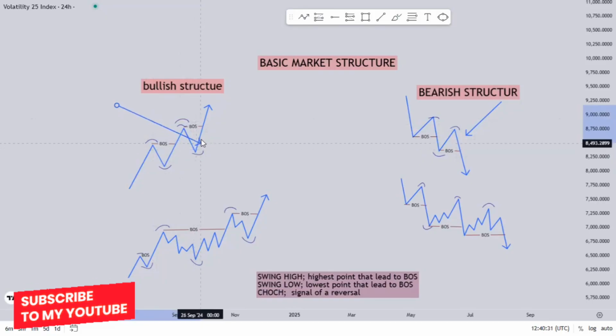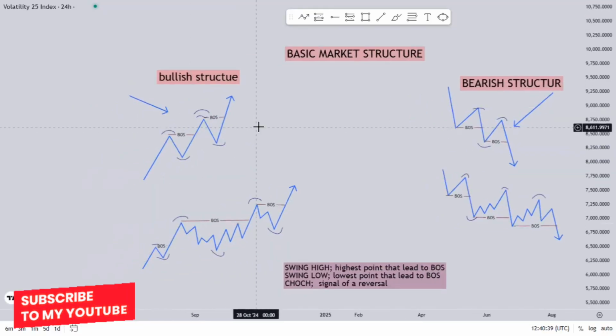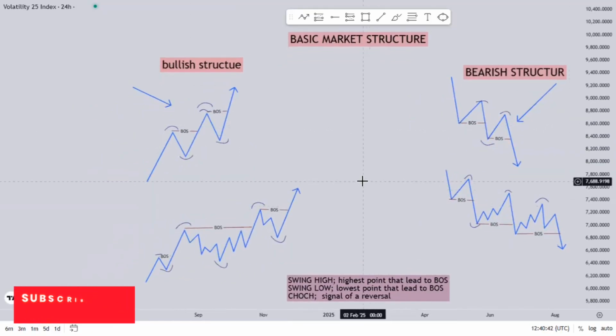Then this pullback led to another what? Break of what? Structure by taking the previous what? Highs. Now, this is the basic foundation of how the price delivers in the market.